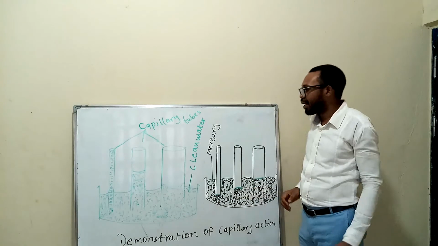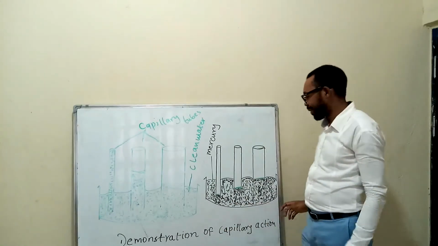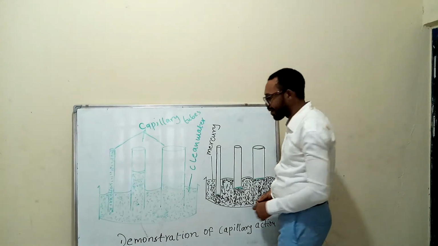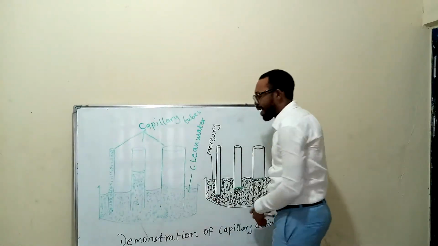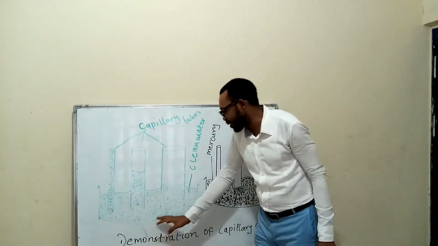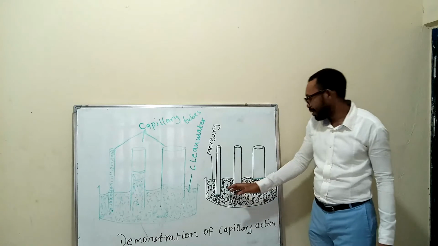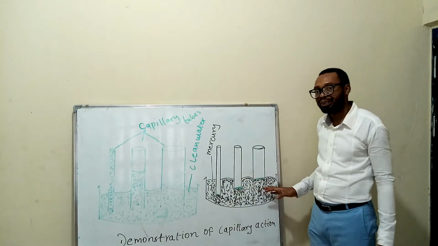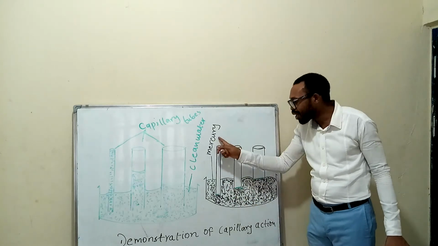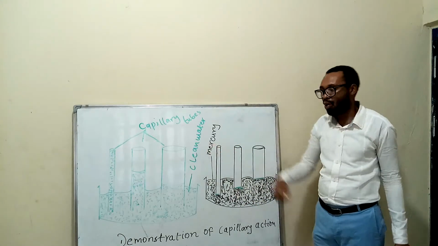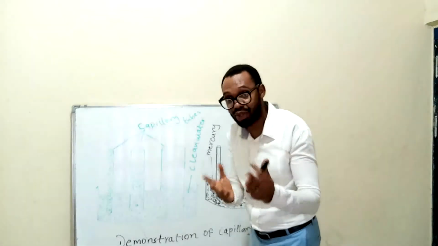Okay, look up. Now, if you look at these two diagrams, the first diagram here shows that 3 tubes are inserted in a bath of water, whereas 3 tubes as well are also inserted in a bath containing mercury instead of water. We are trying to explain capillarity actions.